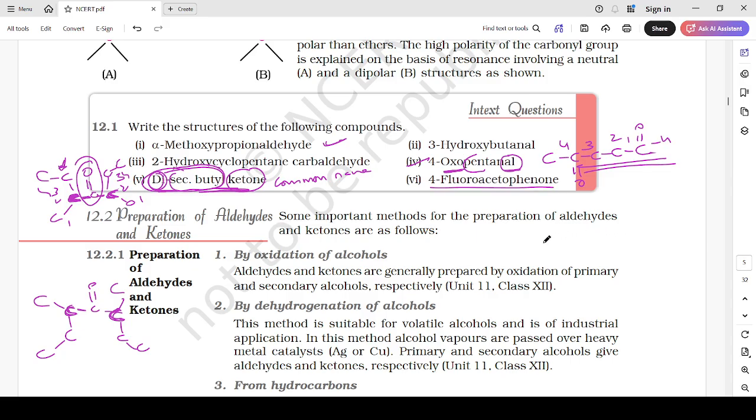4-fluoroacetophenone. Draw the structure of acetophenone. Benzene, COCH3. This is acetophenone. It's an acetyl group. Benzene attached with a ketone will be called a phenone. Acetophenone. And they are saying 4-fluoro. That means this is 1, 2, 3, 4. This is 4. Here fluorine is there.